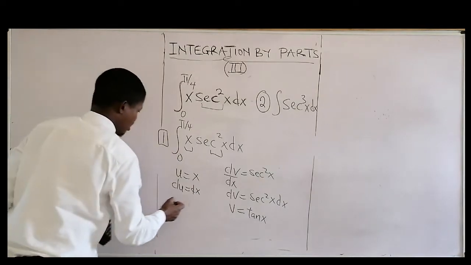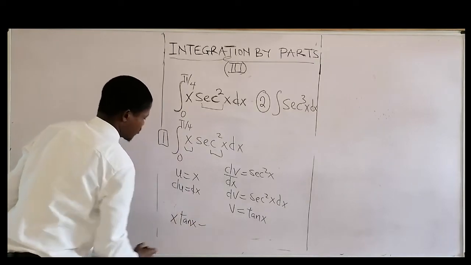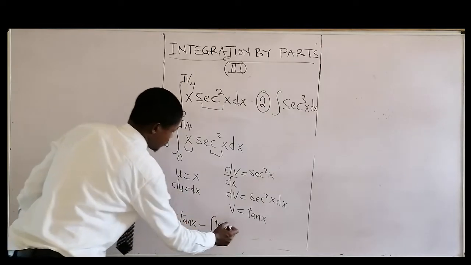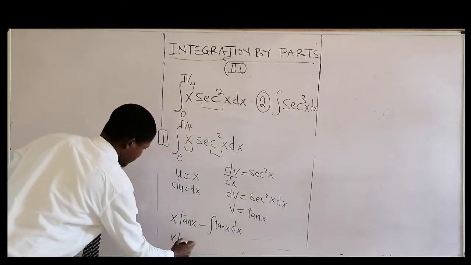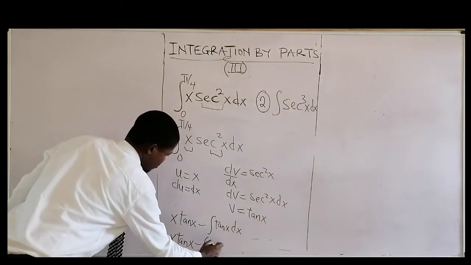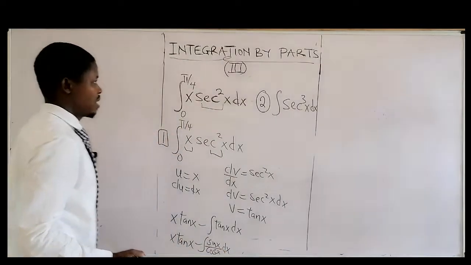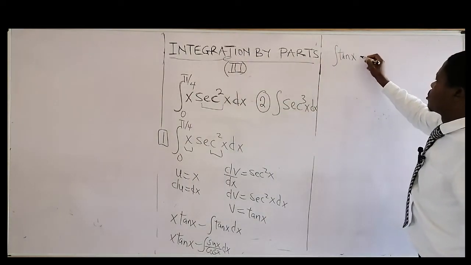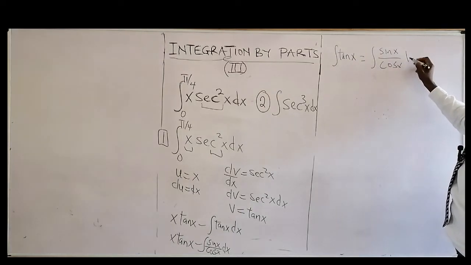Use your formula: uv, that's x tan x, then minus the integral of v, which is tan x, times du, which is dx. So the final answer is x tan x minus the integral of sine over cos, for tangent, dx. What we're going to do there, we have to know the integral of tan x, which is equal to sine over cos, dx.